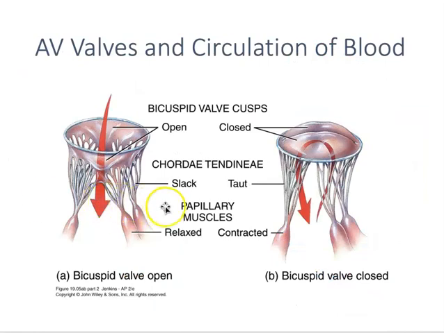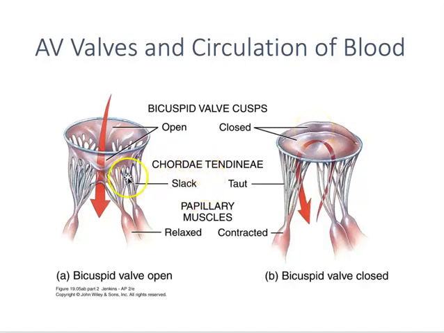Now, just a really quick reminder about these valves. So here's the bicuspid valve. Again, as that atria is filling with blood, and as it contracts, blood will simply flow past the bicuspid valve into this ventricular area. However, as the ventricle contracts, blood will push back on this valve, snapping it closed.